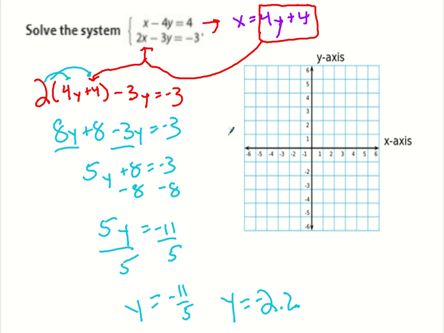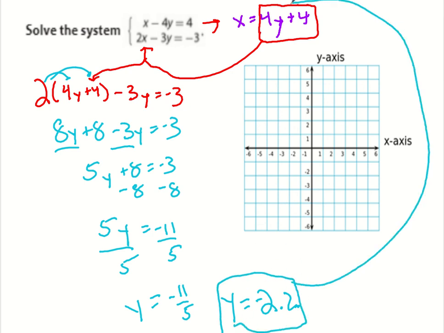So now that I have y, I have to take that y and substitute it in for y here, here, or here. I get to choose whichever equation looks the easiest, because it should give me the same answer each time.